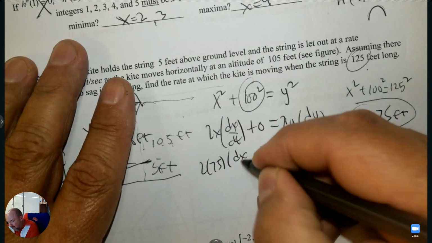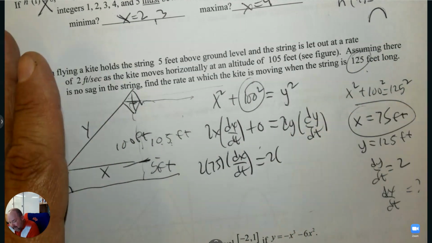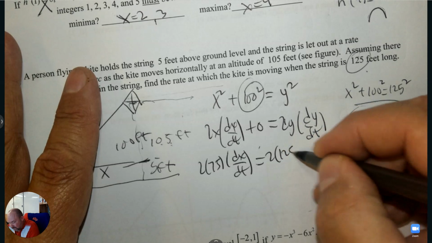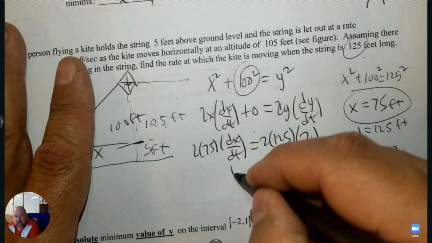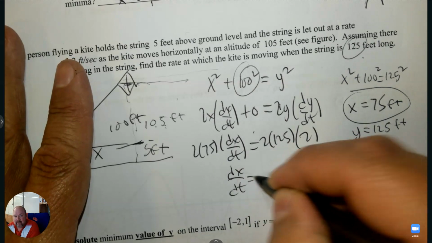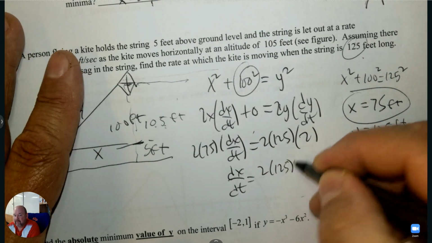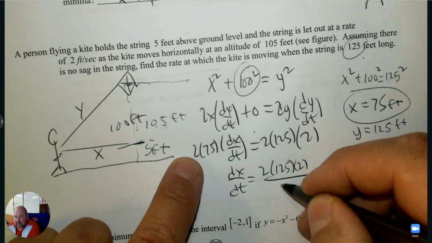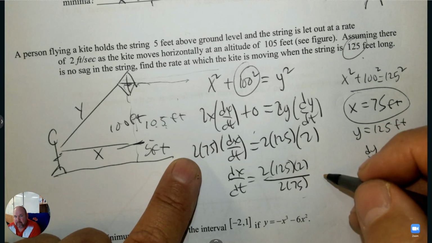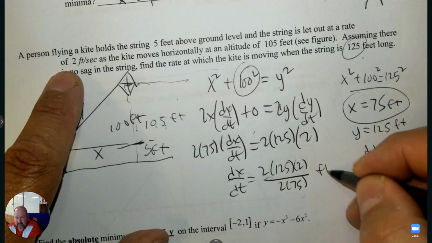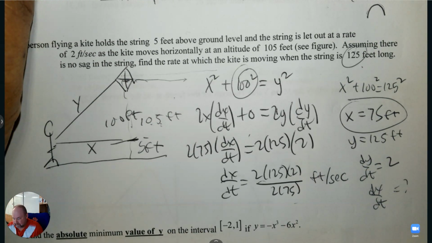I'm looking for dx/dt, how fast the kite is moving. y is 125 and dy/dt is 2. So to get this by itself, I'm not going to be very fancy. I'm going to keep 2 times 125 times 2, divided by 2 times 75, and then the unit. I know the 2's could simplify, and it would be in feet per second. And that's how fast the kite is moving. I'm not trying to get fancier than that.